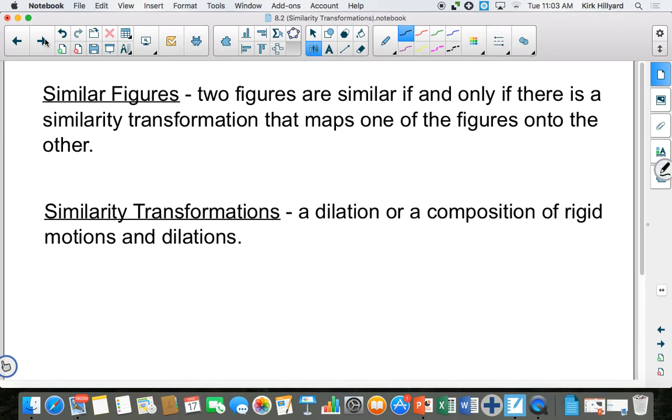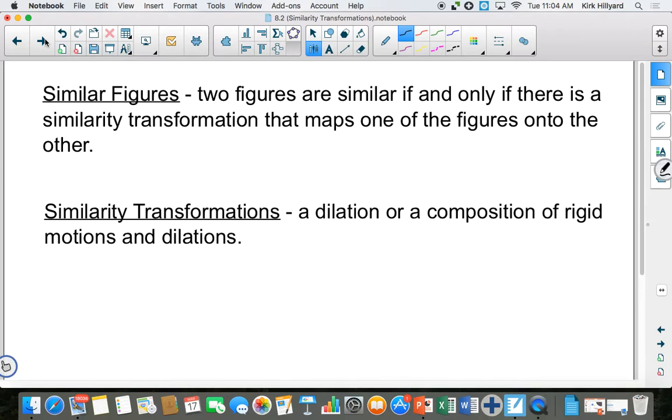Here's a couple definitions for you. Similar figures, that's where angle measure is preserved and the side lengths are similar or proportionate. A similarity transformation is a dilation or a composition of rigid motions or dilations.